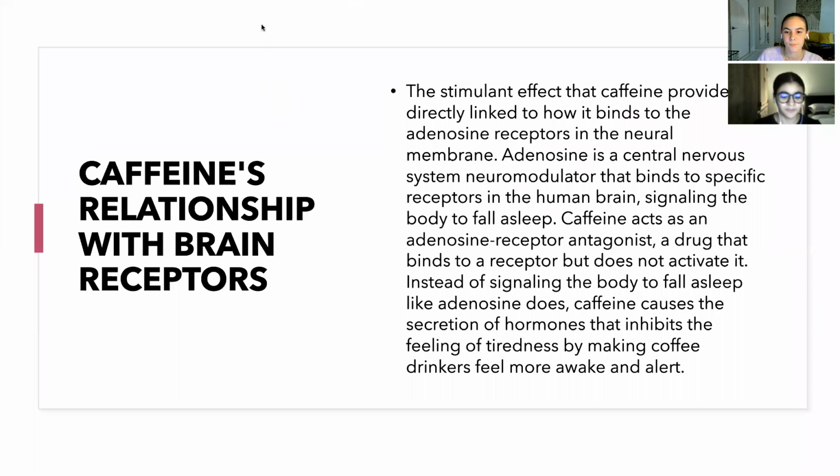Caffeine's relationship with brain receptors has to do with how it binds to adenosine receptors in the neural membrane. Adenosine is a central nervous system neuromodulator that binds to specific receptors in the brain and signals the body to fall asleep. Caffeine acts as an adenosine receptor antagonist, which is a drug that binds to a receptor that doesn't activate it. So instead of signaling the body to fall asleep like adenosine does, caffeine counteracts the feeling of tiredness by secreting hormones that inhibit adenosine's effect and make coffee drinkers feel more awake and alert.